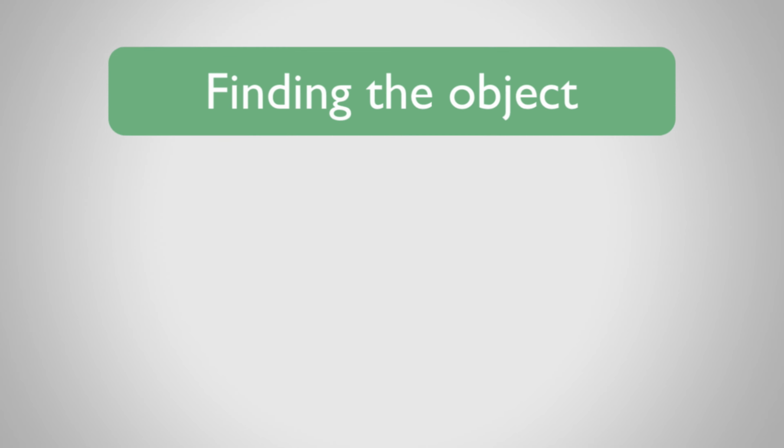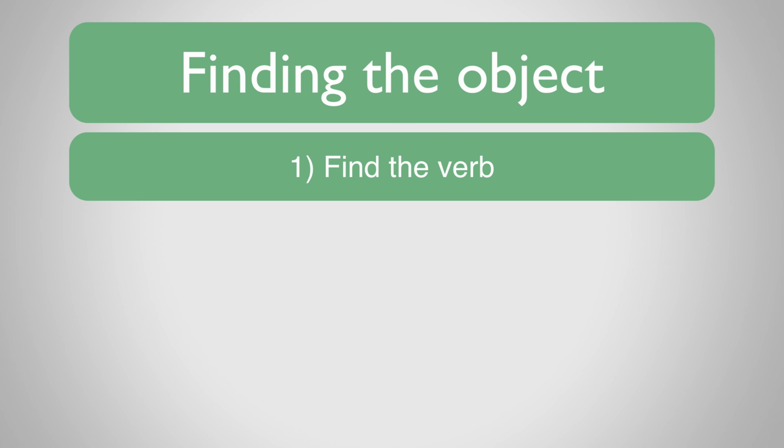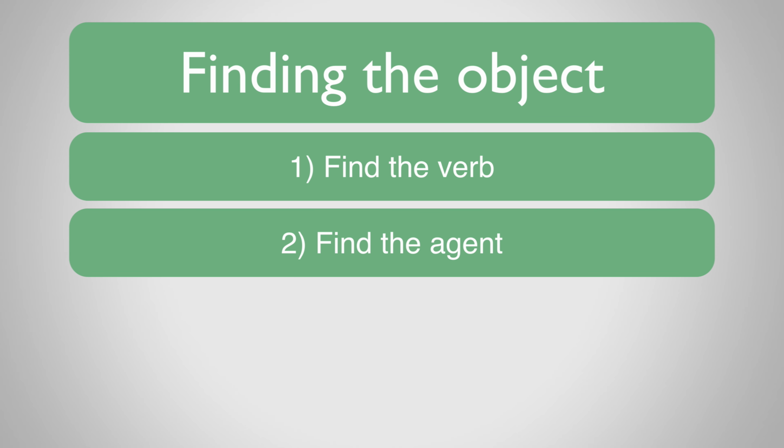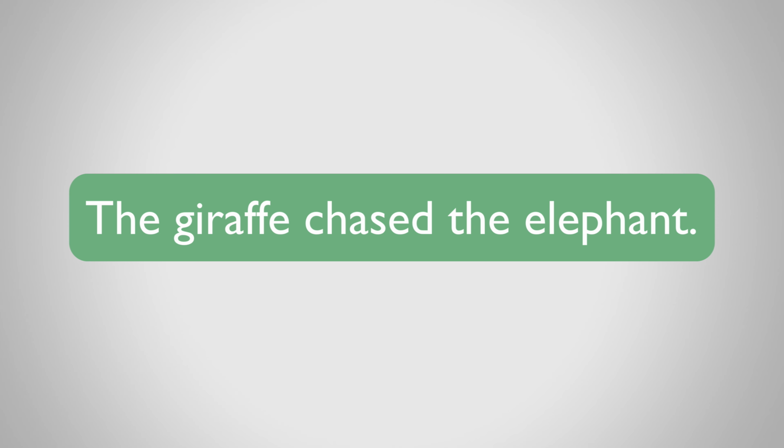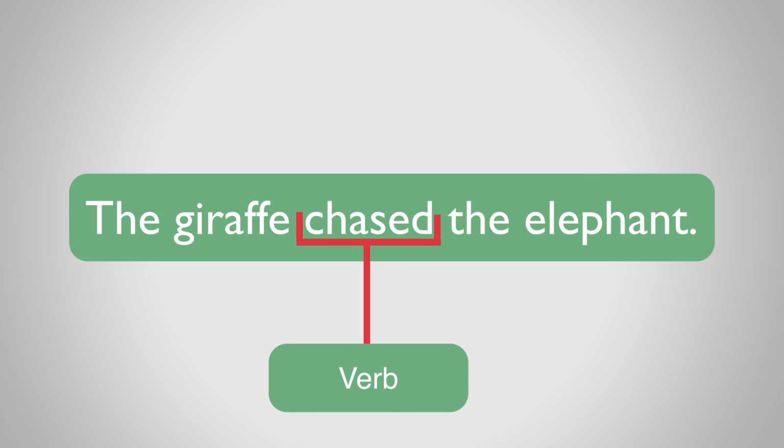To find the object of a sentence, it may be helpful to first find the verb and then to find the agent. That is, the one who is doing the verb. Let's try another example. The giraffe chased the elephant. So what's the object in this sentence? Well, let's start by finding the verb. To chase, that's the verb.